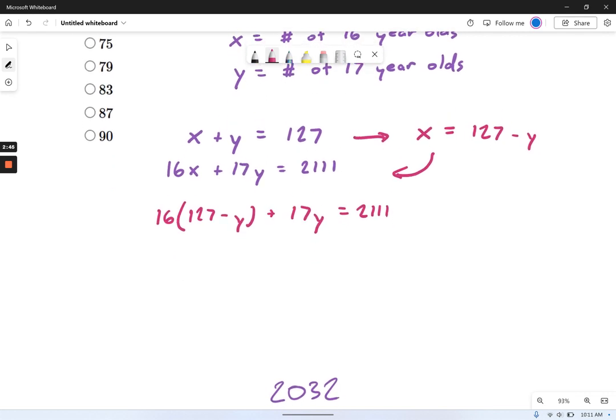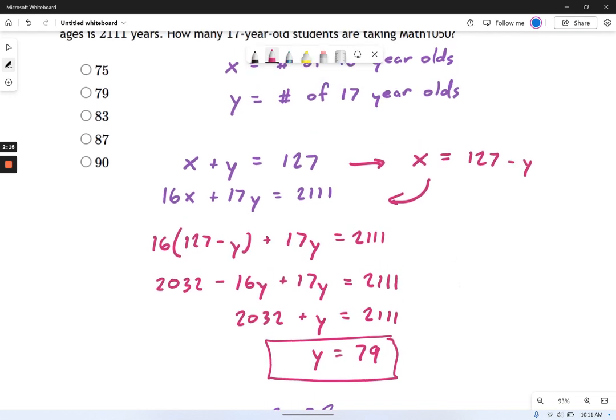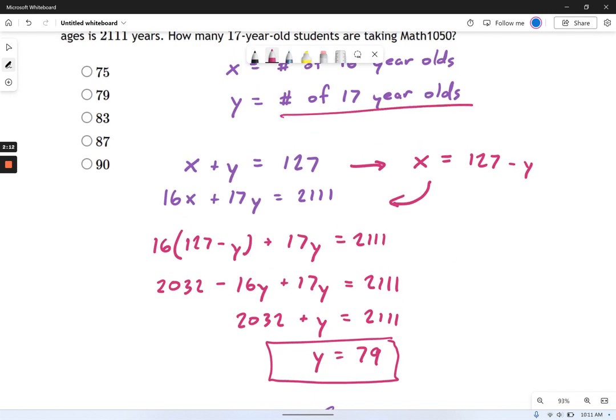So I have to cheat. I have to look at my 16 times 127. I figured out before that was equal to 2,032 minus 16Y plus 17Y equals 2,111. Which means, if I simplify this a little bit, I have 2,032 plus Y equals 2,111. And if I now subtract, I get Y equals 79. Now that's an answer. Let's be very careful here that we actually are talking about 17-year-olds, right? Y is the number of 17-year-olds, and there's my answer.